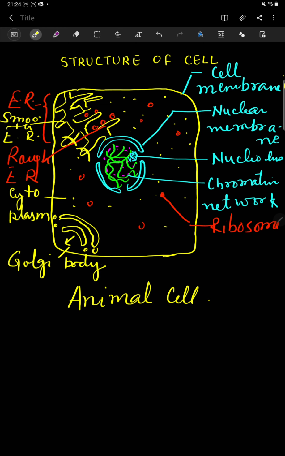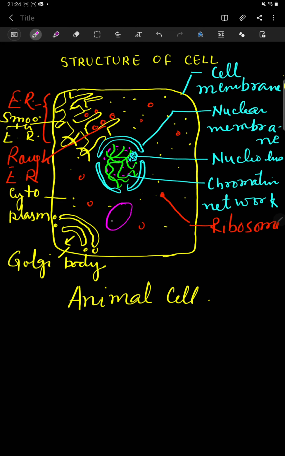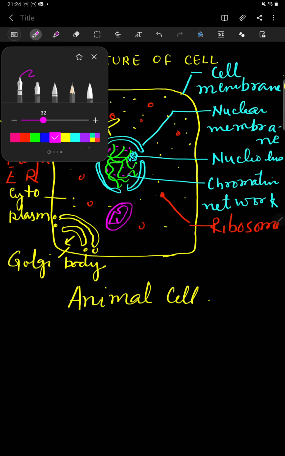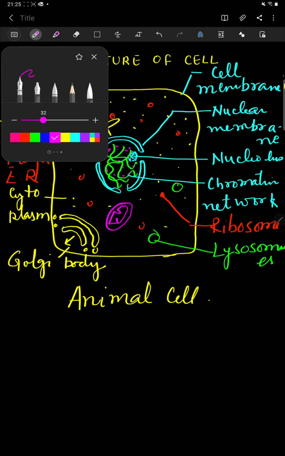In animal cell, the largest cell organelle is the nucleus, and the second place is given to mitochondria. So, what is mitochondria? Mitochondria is a double membrane bounded structure, and the inner membrane is responsible for cristae. I will make it separately later on after completing this diagram. One more cell organelle is present, and it is a simple membrane bounded structure present in the cytoplasm, termed as lysosomes. This one is to be termed as lysosomes.